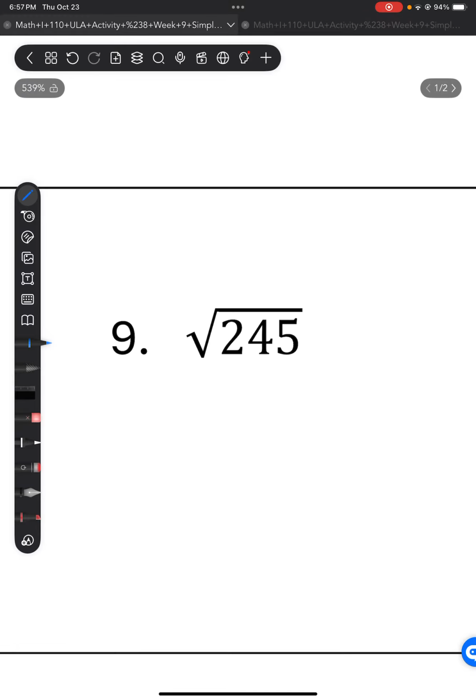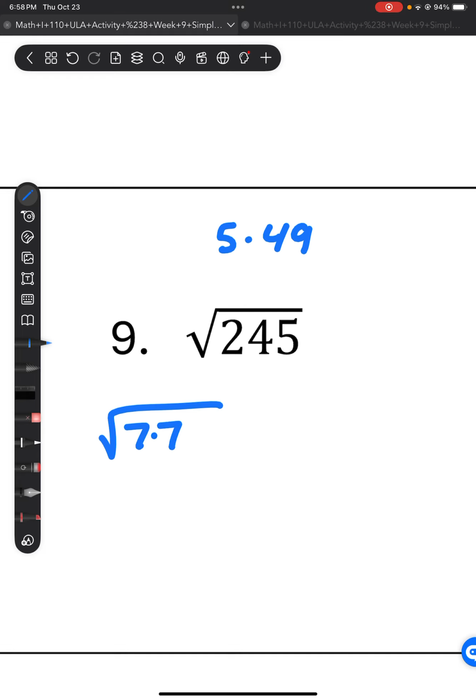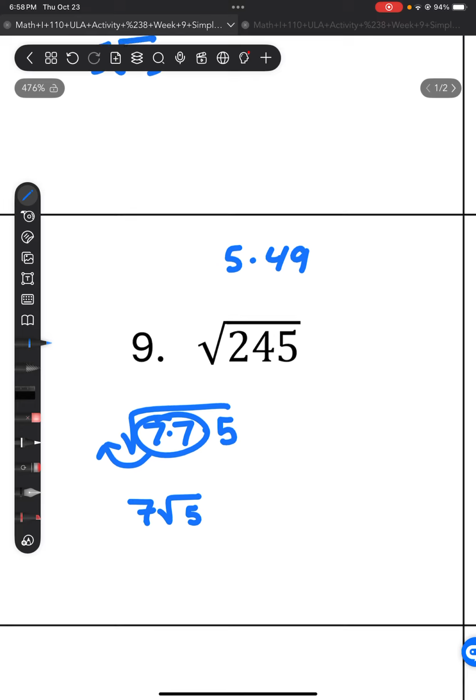All right, number 9, 245. So square root of 245, again, trial and error. I see 5 is at the end, so when I divide it by 5, I get 5 times 49. That works out. 49 is a perfect square, right? We've done that one before, so 7 times 7 is 49 times 5. Found our pair, take it out. We're left with 7 root 5.